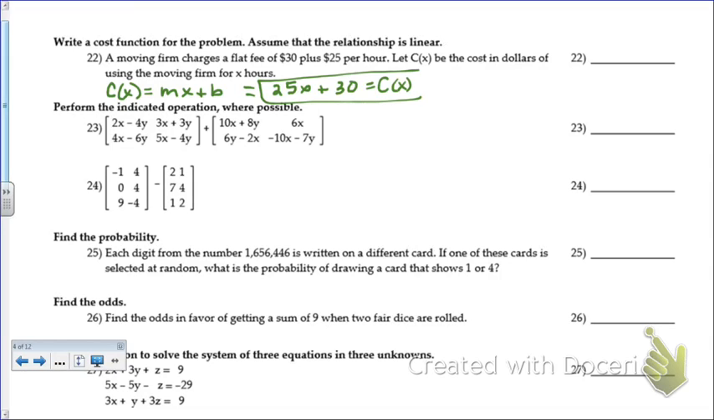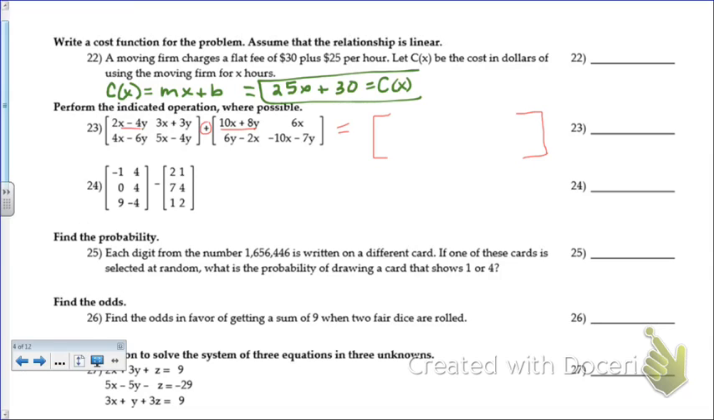Number 23, it says perform the indicated operations where possible. So all we're doing is adding. We're going to add parts that are in the same place. So if we've got row 1, column 1, we're going to add that to row 1, column 1 from the second matrix. Row 1, column 2 would be added to row 1, column 2, and so forth. And our matrices would be the same size. Now make sure that they are in order to get your sum.